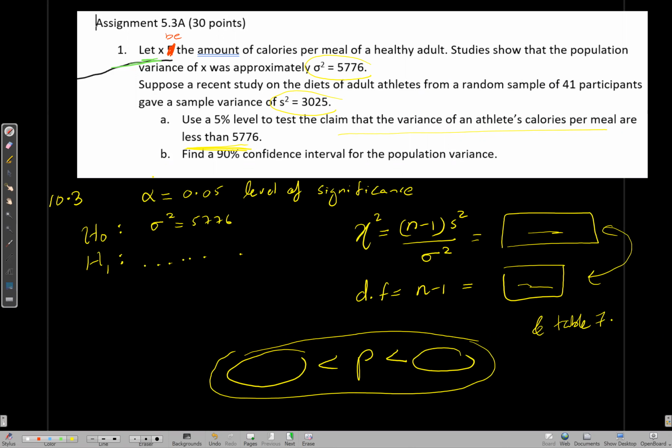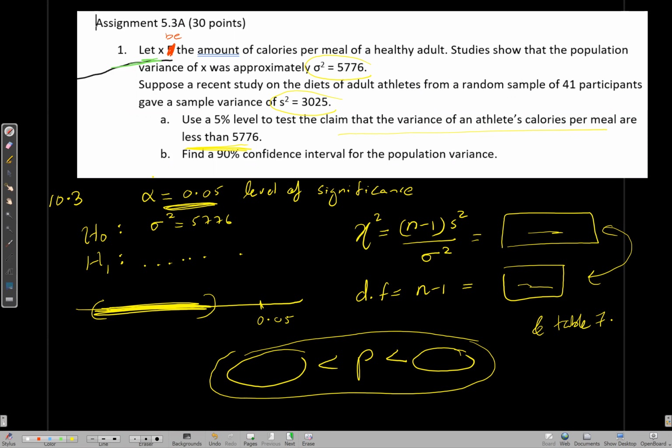Now, depending on that p-value and your level of significance, for example, if you draw a number line, and if you're 0.05 here and the p-value you are getting lies over here, then you have to reject, right? That is the idea. Now, next one, find a 90% confidence interval.